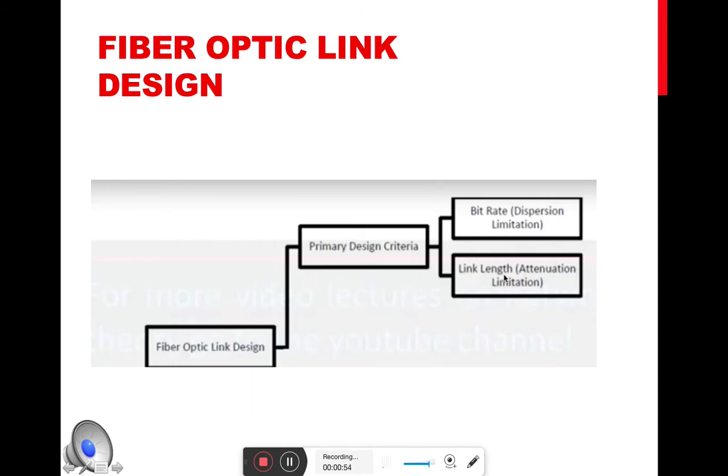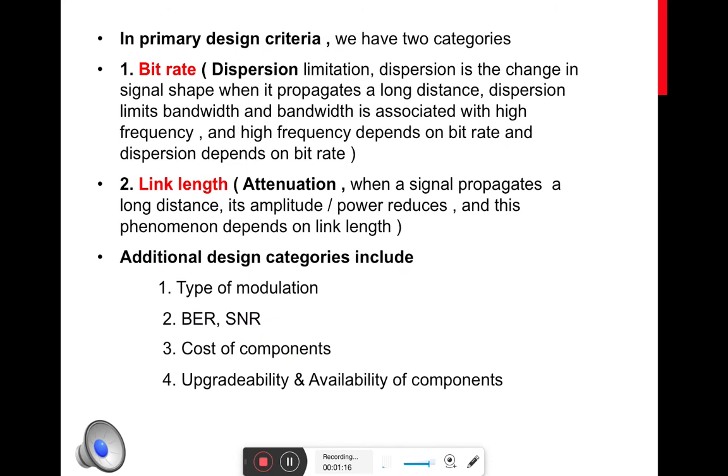And as we have already discussed, the bit rate is associated with the dispersion and the link length is associated with attenuation. So when you are designing an optical fiber communication system, the primary design criteria that we need to look out for are bit rate and the link length. As already discussed, the primary design criteria are the bit rate and the length.